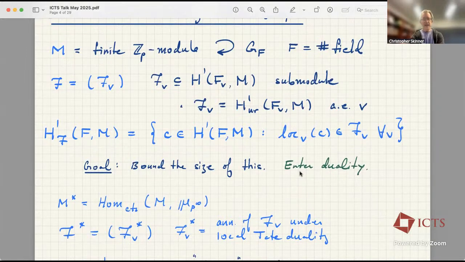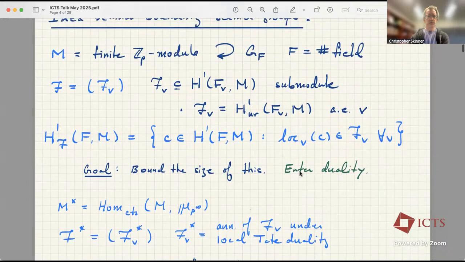In general, H1 of M, the first Galois cohomology group of M, is an infinite thing. We've cut it down by imposing these local conditions at all the primes, in particular the condition that it be unramified at all but finitely many primes, which cuts down the size of this group considerably. It's finite, and we can ask, what is the size of this? I'll have some examples of such things as we go along, but let me start with just this general setup. Our goal is to bound the size of this, and this is exactly where Galois duality enters.